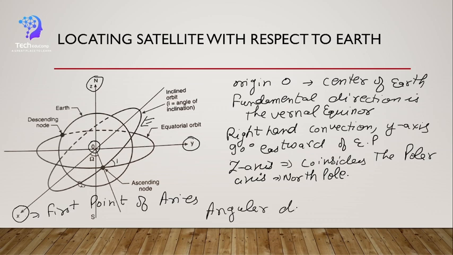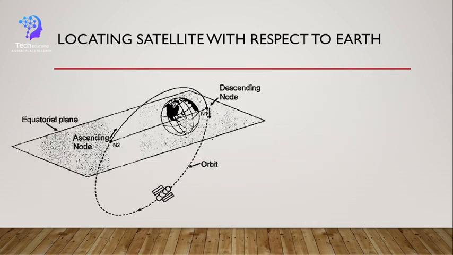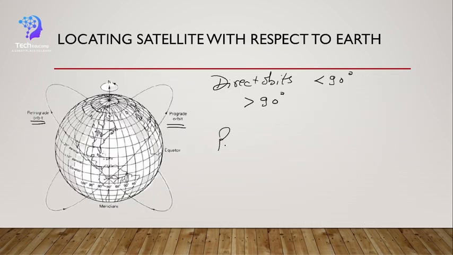Now this first point of Aries is taken as a reference for the measurement of angular distance in the eastward direction. We have a term for this angular displacement measurement, which is known as right ascension, or you can say RA, which is denoted by omega.